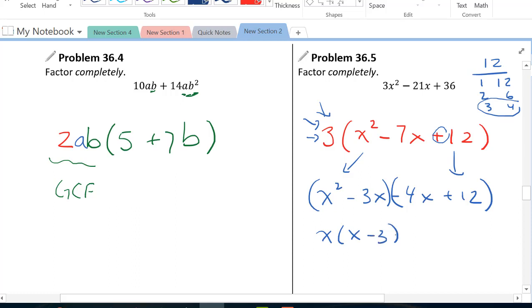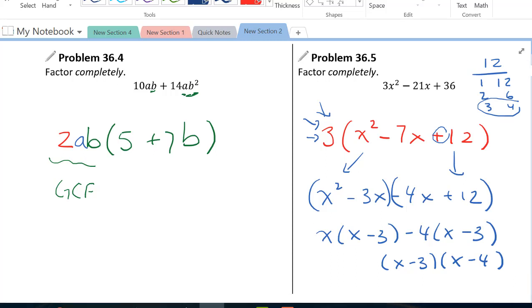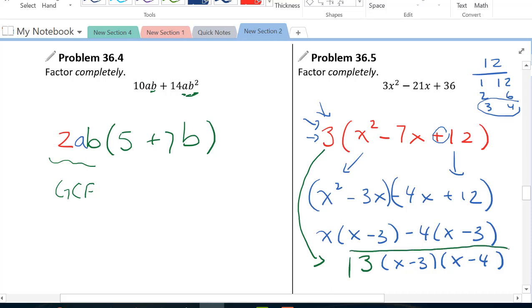What can I factor out from these two? I can pull out a negative 4. What's left over? x minus 3. What's in common? x minus 3 times x minus 4. Am I done? No, I'm not. Why not? Don't forget your friend that went on vacation. The 3, right? You always got to bring down that 3. That's your final answer. So this is the fully factored form.